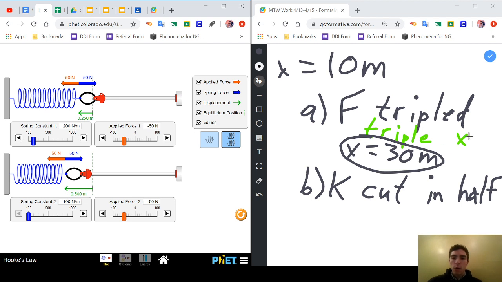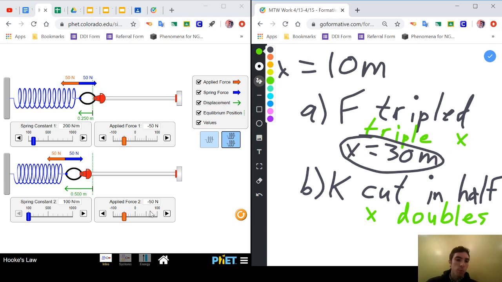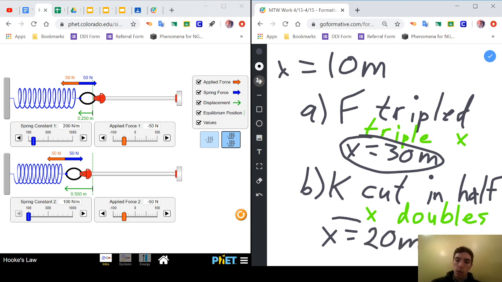And so if I'm thinking about when I tripled force, I had to triple the displacement, my note to self here for this change is that if I cut our spring constant in half, my displacement looks like it doubles, right? This 0.5 meter displacement is twice this 0.25 meter displacement. And so if I wanted to answer this question once and for all, then our new displacement would be twice this original 10-meter displacement. And so I would get basically a 20-meter displacement.